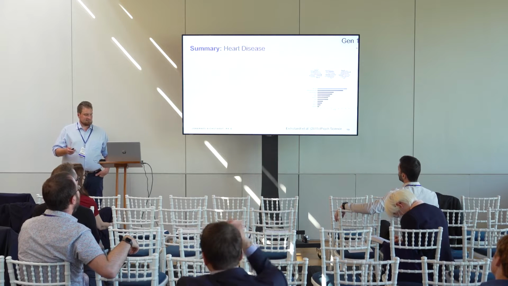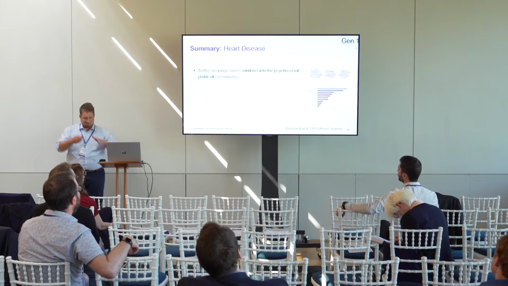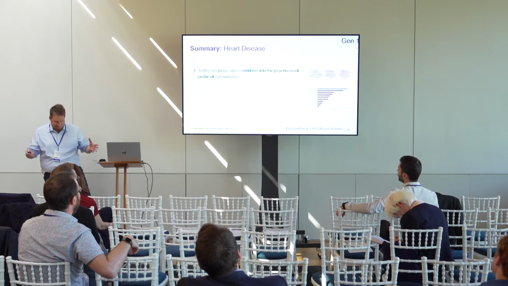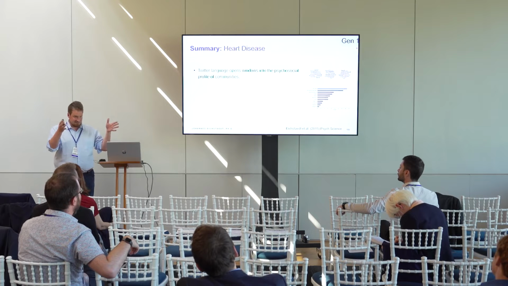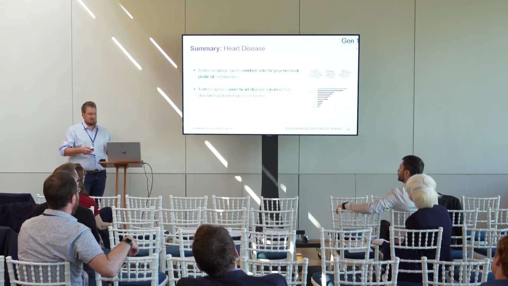So for heart disease now, we've seen there is something going on in the community context, and you can use Twitter to look into the community context in this data-driven fashion, do this sort of genome-wide association study for behaviors, and it captures a fair amount of heart disease variance, right?